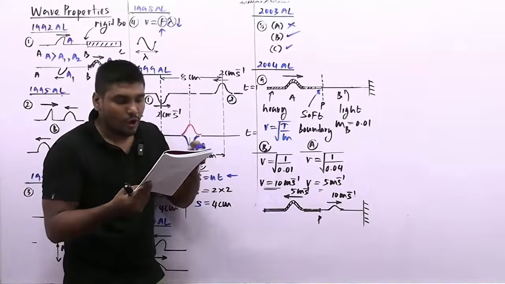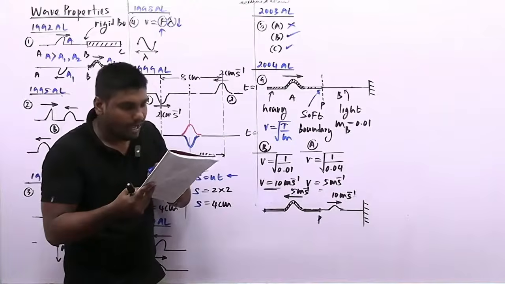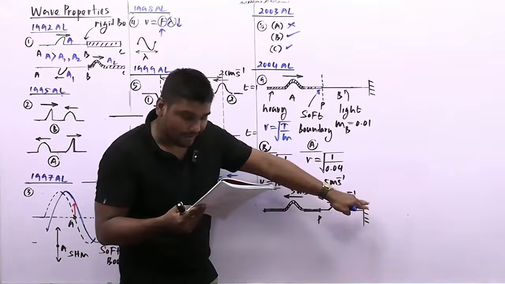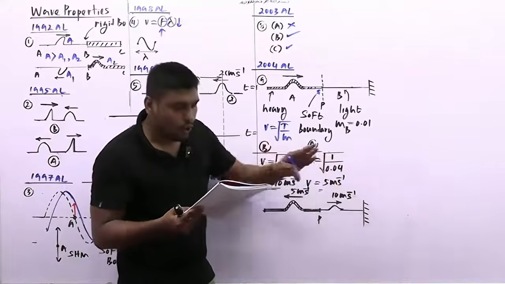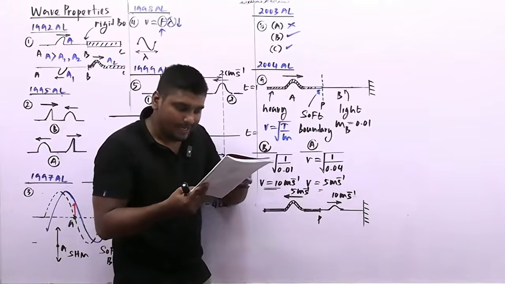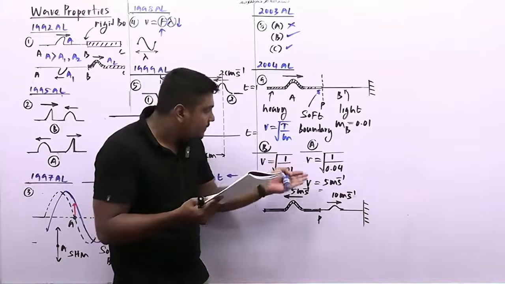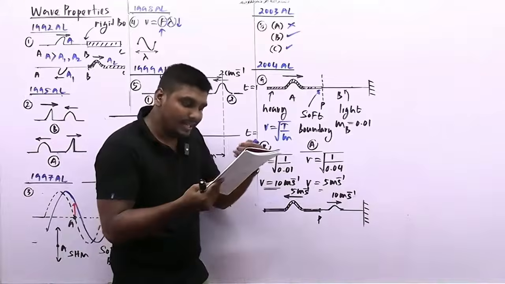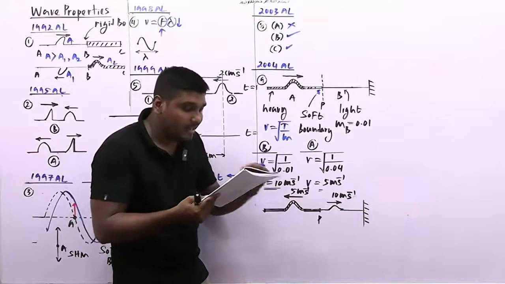Option 1, 2, 3. Option 1: the non-inverted pulse would have travelled along B to the right side with a velocity of 10 m/s. It is correct. Option 1 is correct. Option 2: inverted pulse, wrong, because after reflection we don't see any inverted pulses. Option 2 is wrong.